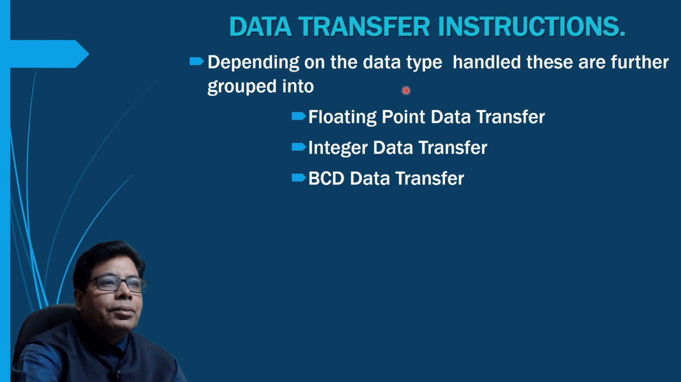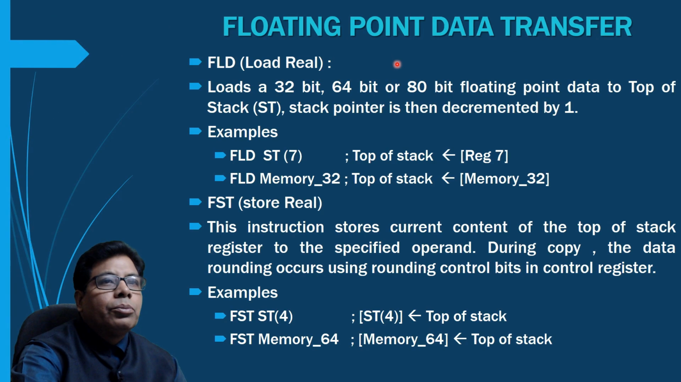Then the data transfer instructions, let us see. They are further divided into floating point data transfer, integer data transfer, and BCD data transfer. Let us see first the floating point data transfer. So the FLD, that is load real, loads the 32-bit, 64-bit, and 80-bit floating point. These are the three data formats for floating point, and that will be loaded to the top of the stack, that is ST. Then the stack pointer is decremented by 1. So when we load the data, the stack pointer will be decremented by 1.